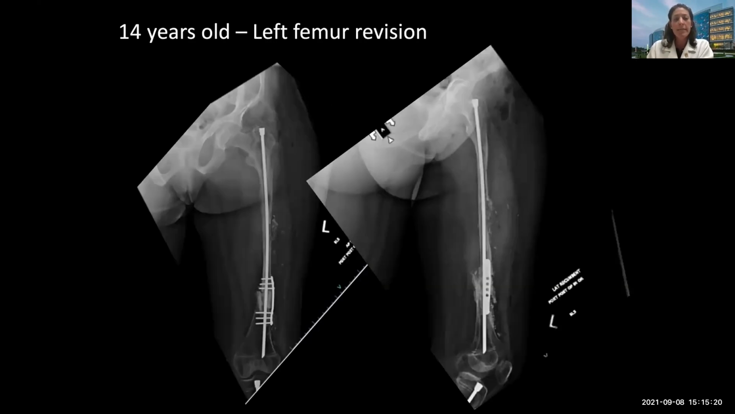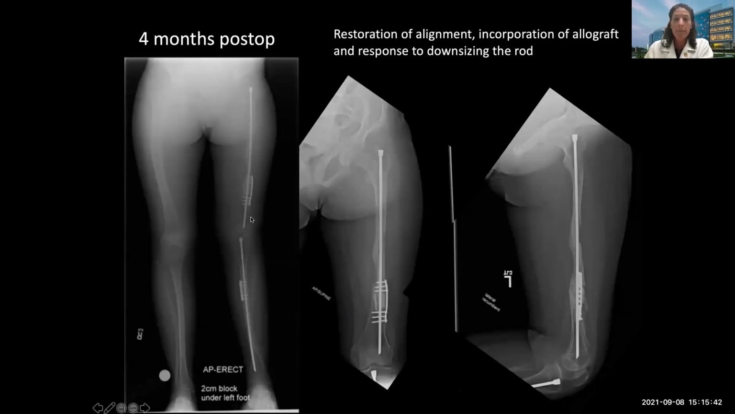At age 14, we performed a revision due to a fracture that she had sustained. We downsized to a 4 millimeter rod, bone grafted along the length of the canal, added bone graft at the osteotomy site here, used a plate and screw construct as supplemental fixation. And over time, with restoration of the alignment and incorporation of the bone graft, and we think also a response to downsizing the rod, we can see that the bone around the rod significantly improved.